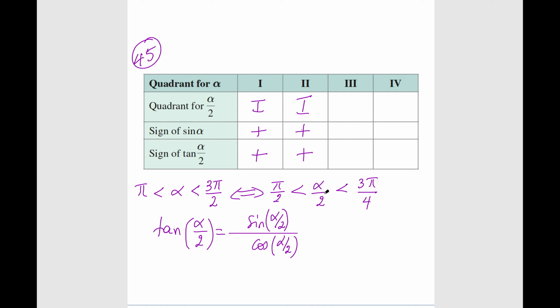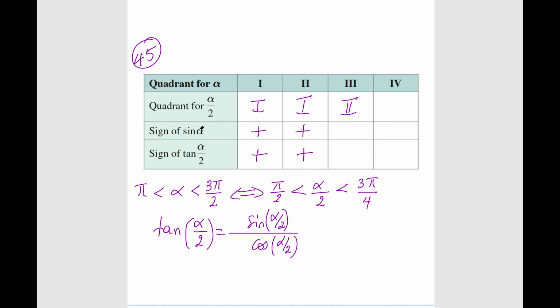So what can be said about alpha over 2 then? Alpha over 2 is in which quadrant? What's this angle? This is 90 degrees, and this is 3 pi over 4, so this is 90 degrees plus another 45 degrees, so that's 135 degrees. So this is in the second quadrant. Alpha over 2 as such is in the second quadrant. If alpha is in the third quadrant, alpha over 2 is going to be in the second quadrant based on the analysis we just talked about here.